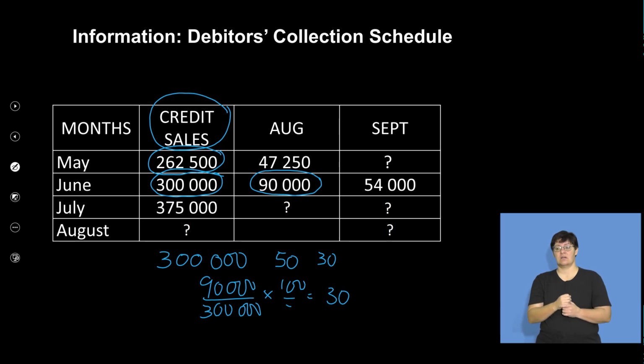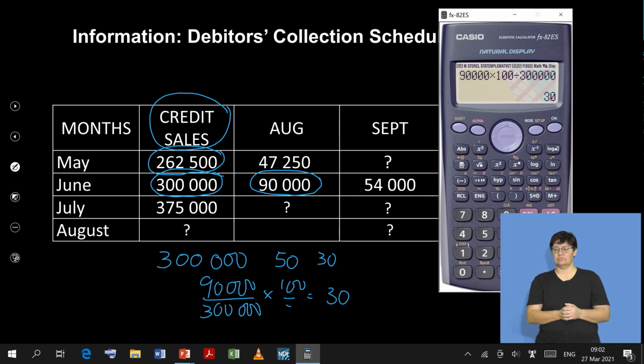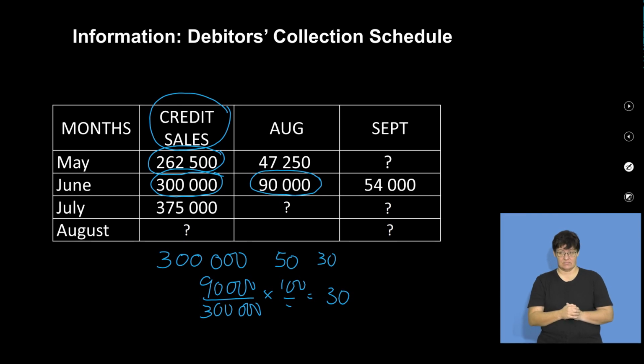Let us now do September, right? Understand, we're still working with the credit sale of June. Same procedure. Here goes. We take the 54,000, right, times 100, remember we want to express it as a percentage, divided by the original figure, which is your credit sale of 300,000, and that will give you a figure of 18%.